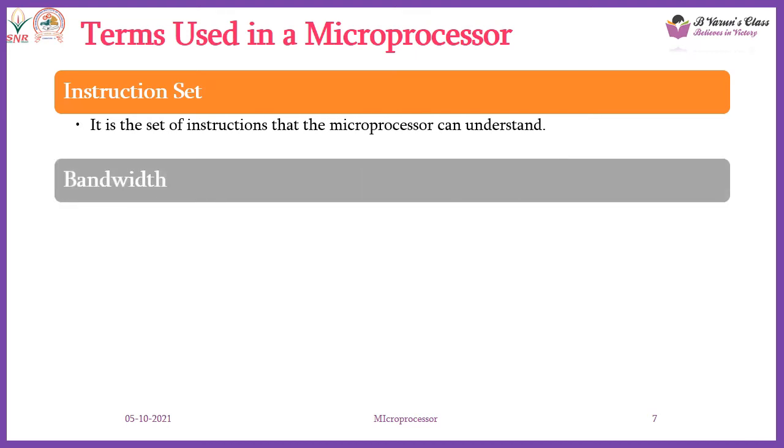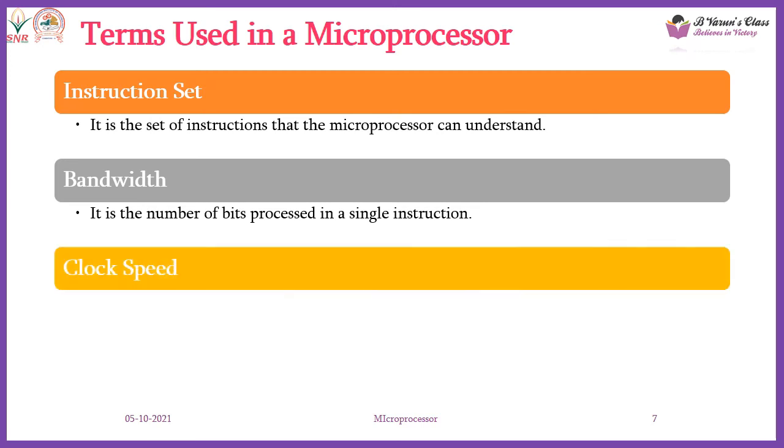Next one, bandwidth. It is the number of bits processed in a single instruction. It is categorized as 8-bit, 16-bit, 32, 64. Recently we have 86-bit data also being used. In an 8-bit processor, it processes only 8 digits or 8 bits.